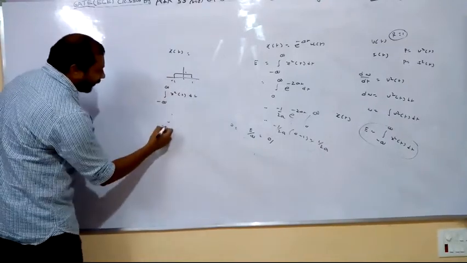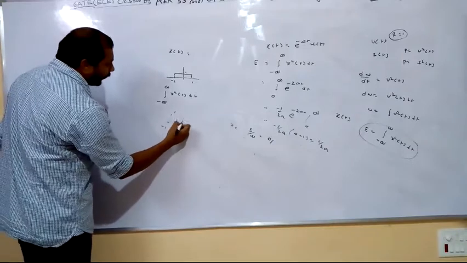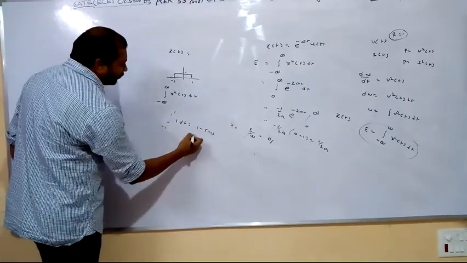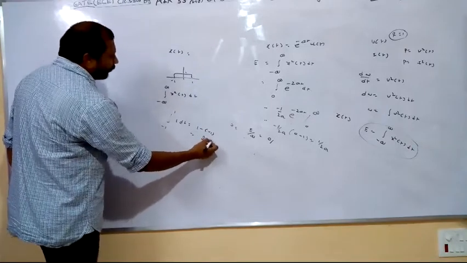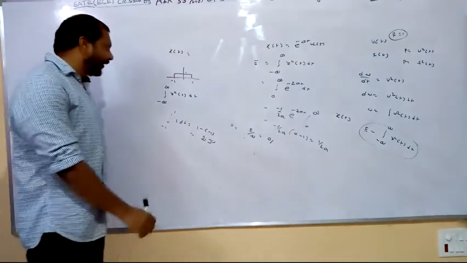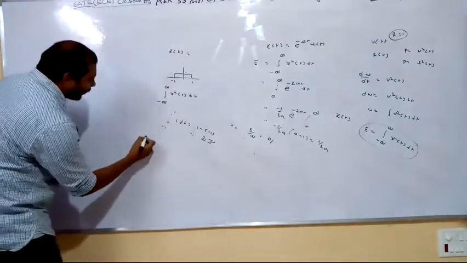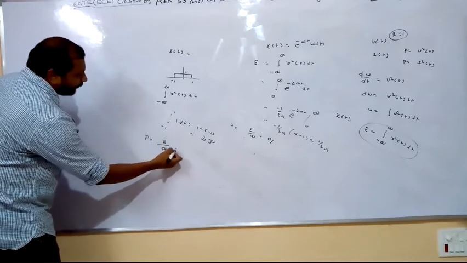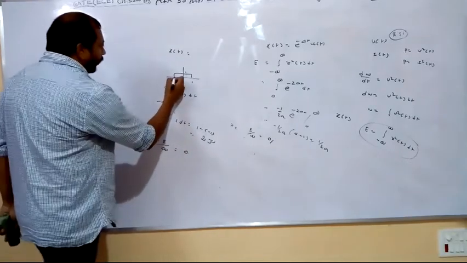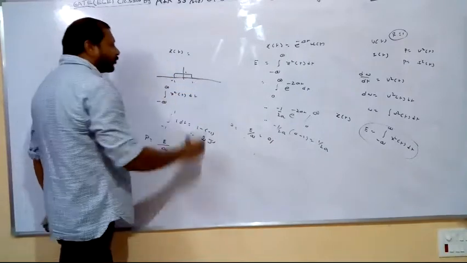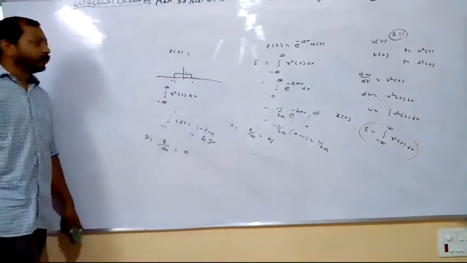The signal exists from minus 1 to 1 only. So the integration from minus 1 to 1 of 1 dt is equal to 1 minus minus 1, which is equal to 2 joules. This is the corresponding energy of the signal. If you consider the power of the signal as energy divided by total time, which is infinity, this value is equal to 0. No, you are not supposed to consider only this much, because you have to consider the total time axis.